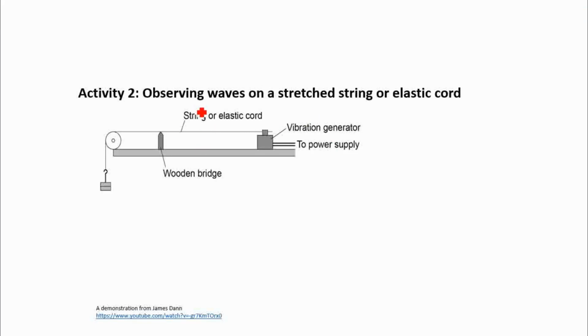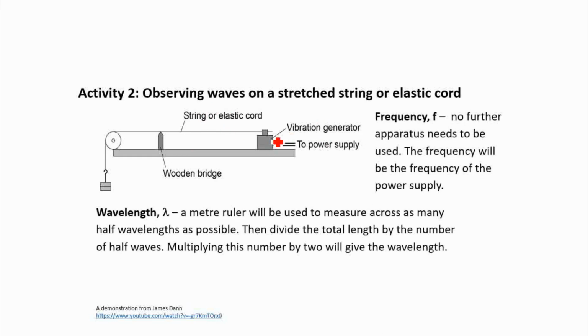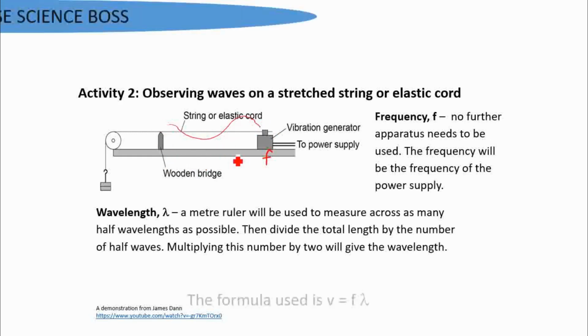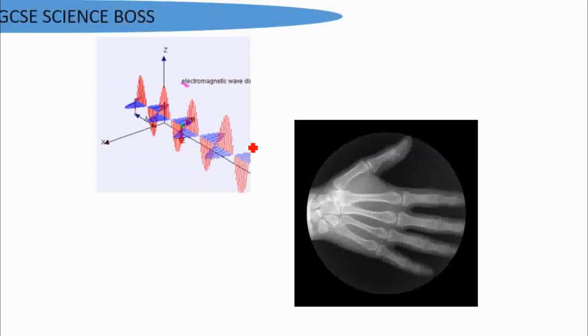Okay, another core practical which you need to know, a required practical, is the waves on a string. What's happening here is that you have a vibration generator which will give you some sort of frequency. This wave is going to go up and down on the string. You can use a meter ruler to measure how many half wavelengths you can get, and then you divide that length by the number of half waves. I'm going to definitely do a next video on that, and then you use that formula v is equal to f lambda. Make sure you know that required practical.